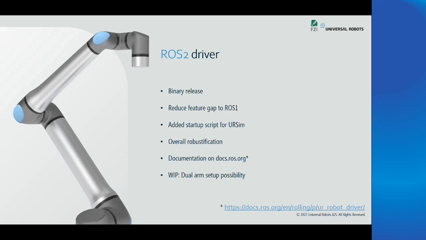So it's docs.ros.org/rolling, package ur_driver. That's also linked from the repository's README. I think it's probably not linked from index.ros.org at the moment. I don't know whether that's something that's going to change in the near future.